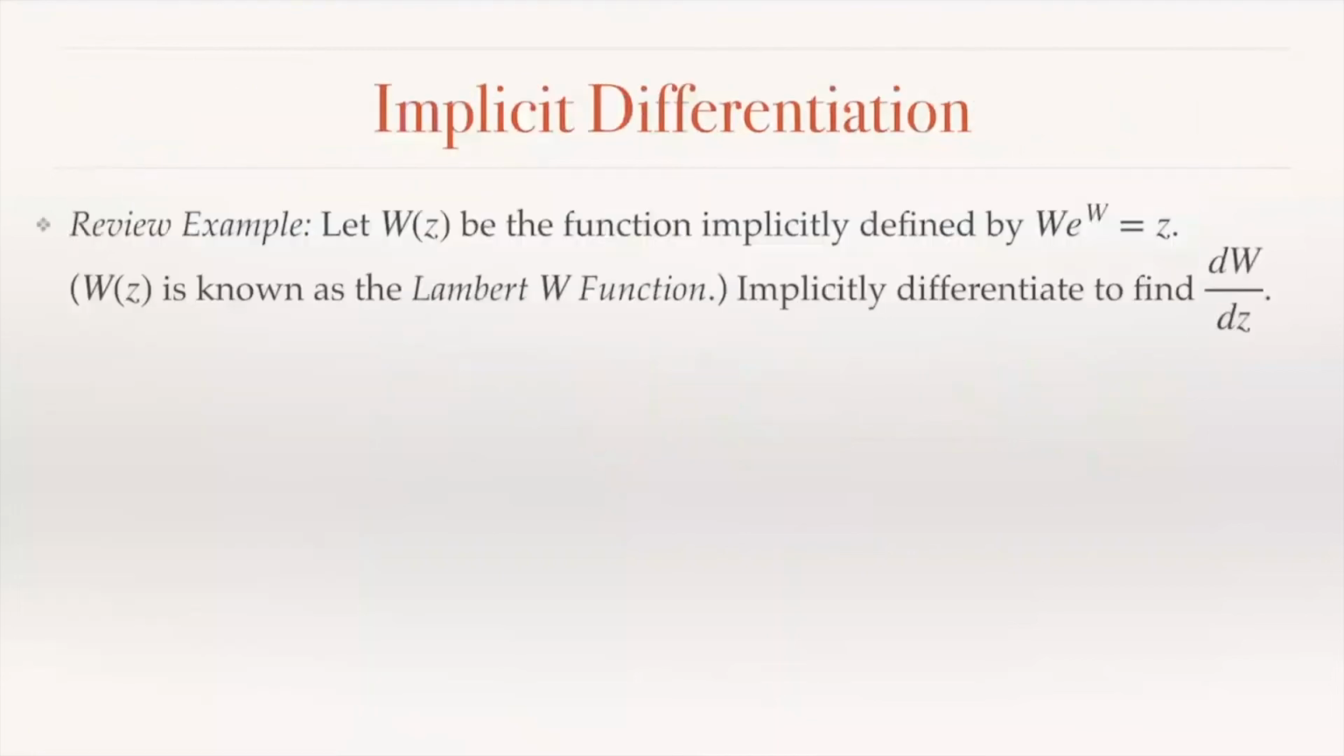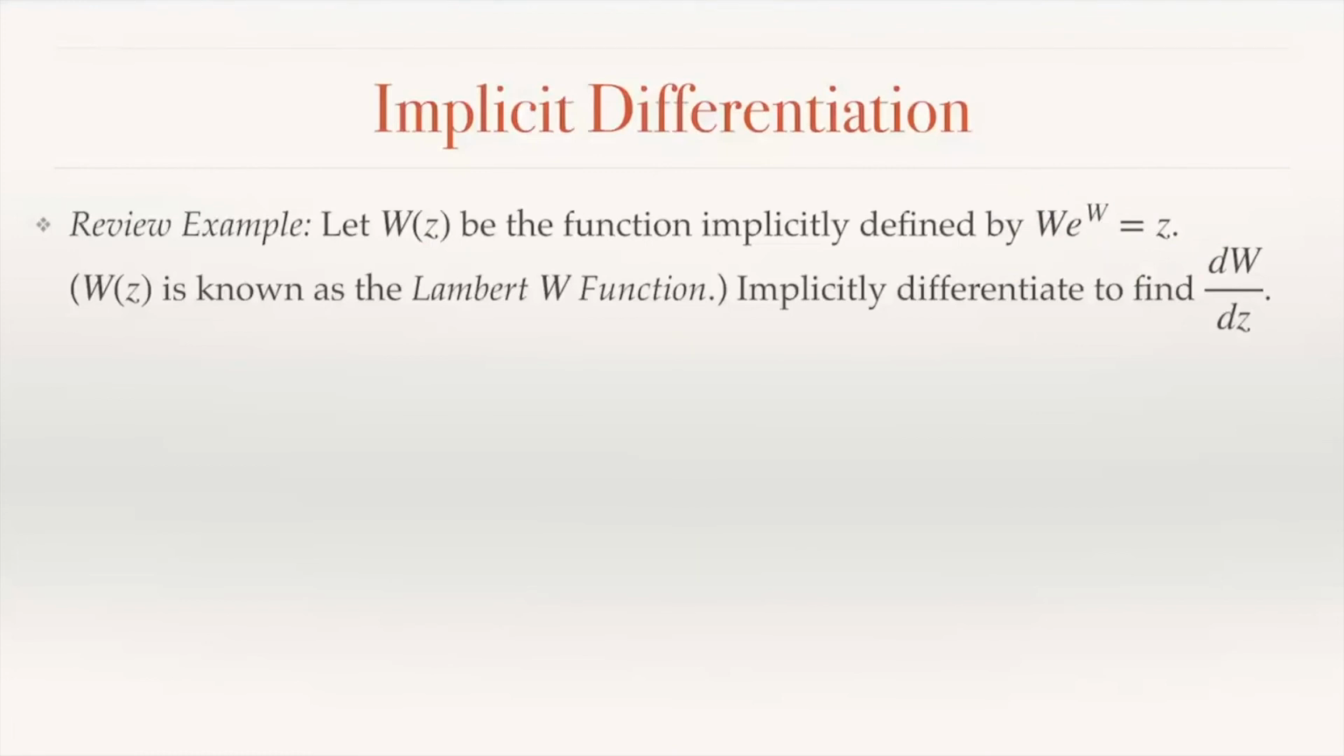Now, implicit differentiation. We'll be doing implicit differentiation with multivariate functions naturally, but first let's review what implicit differentiation is in the Calculus 1 context. So I'll do this with an example. Let w of z be the function implicitly defined by w times e to the w equals z. It is impossible to solve for w in terms of z in elementary functions. This function happens to be called the Lambert W function, but we don't need to know that.